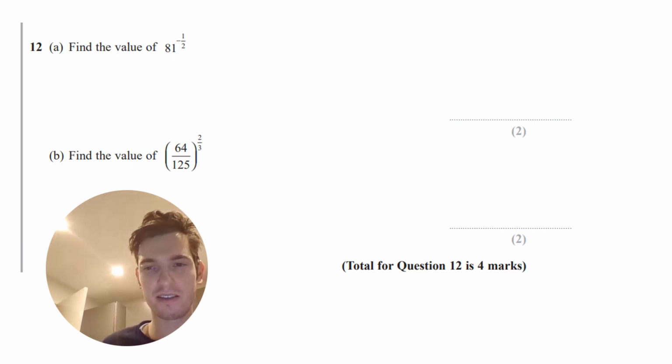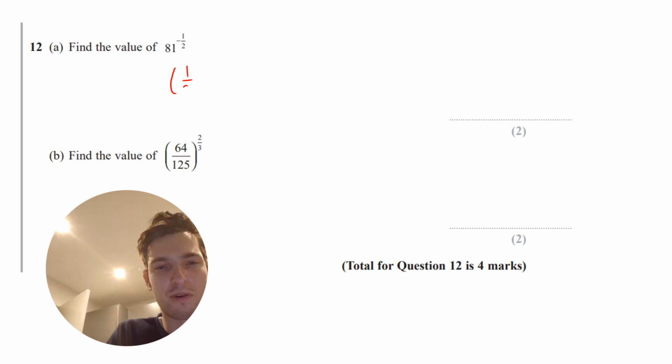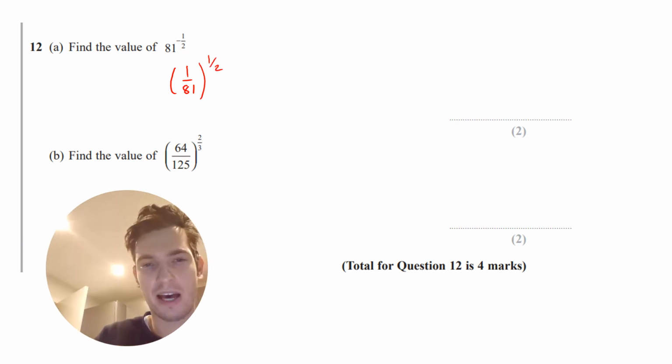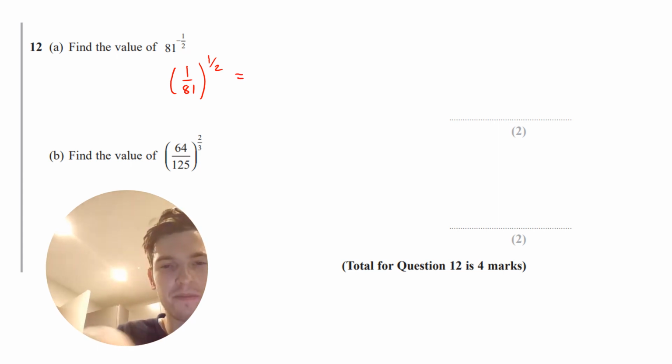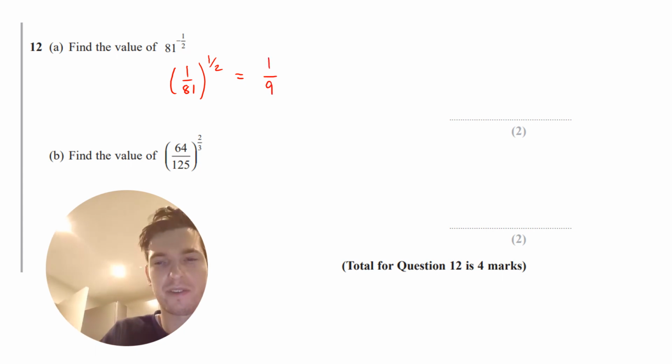Nice, we've got some indices questions here, so it should be quite a nice 4 marks to get. So I've got a negative power. So negative means I take the reciprocal of 81, which is 1 over 81, and then the power becomes positive. If I'm raising something to a power of a half, that is the same as square rooting. So square root of 1 is 1, square root of 81 is 9. So that's my answer, 1/9.